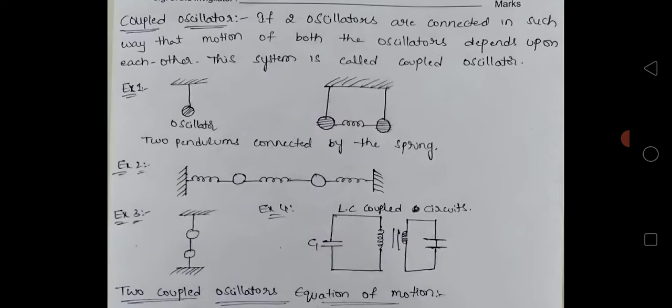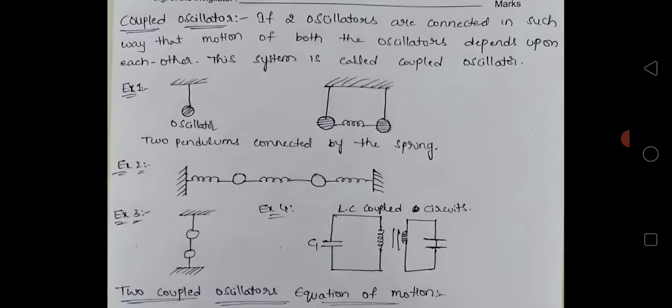So what is a coupled oscillator? The definition is: if two oscillators are connected in such a way that the motion of both the oscillators depends upon each other, this system is called a coupled oscillator. So here, what is an oscillator? It can oscillate, that is a pendulum. So if we take two pendulums with a spring attached in between them, and if we apply force, they come into motion.